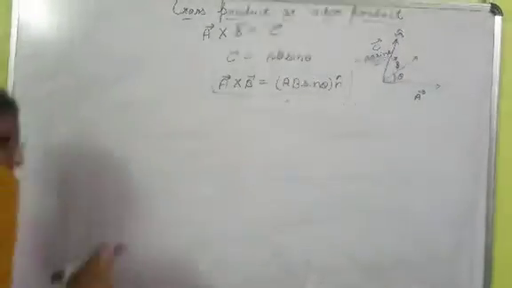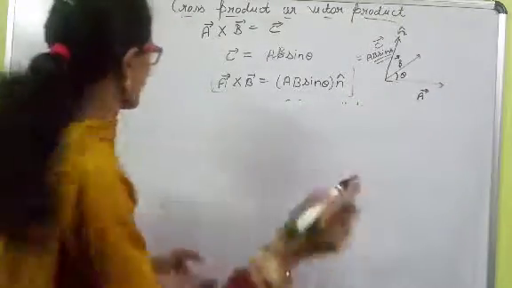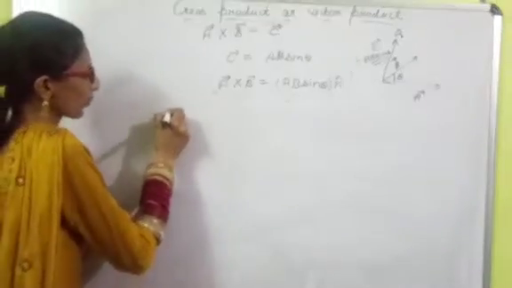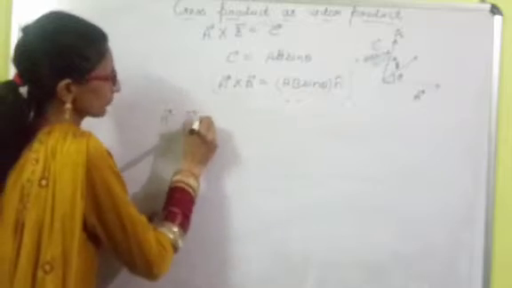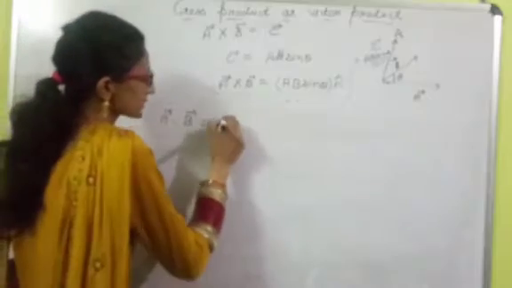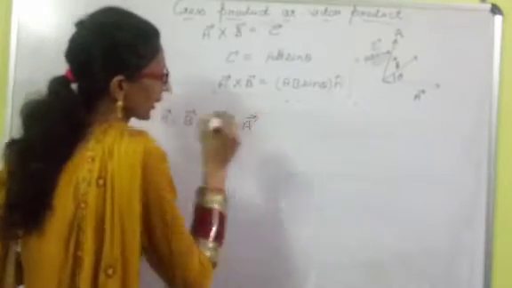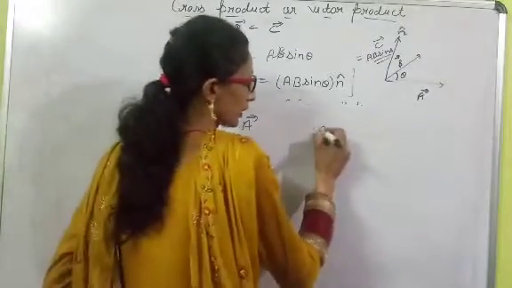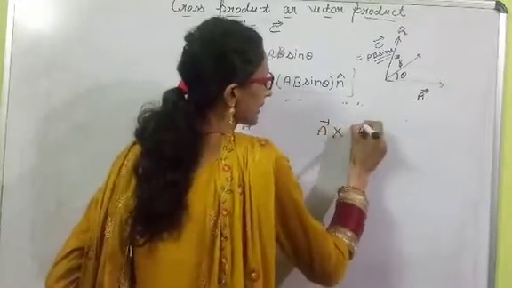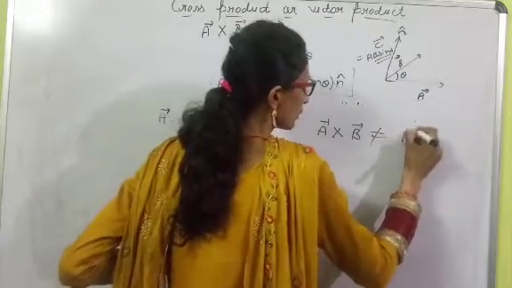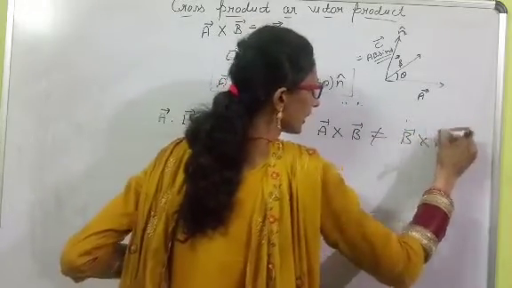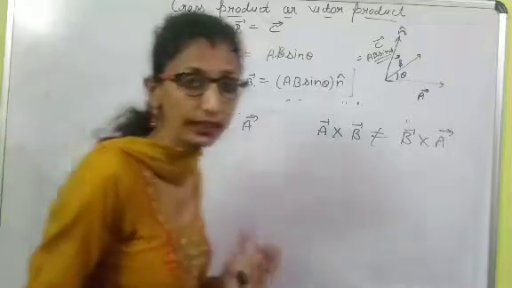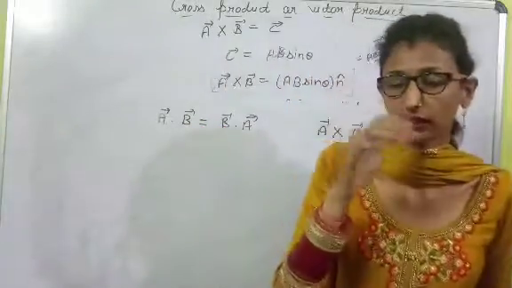Okay. We know that vectors hold the commutative property. We can write A dot B as B dot A. But in the case of the cross product, we cannot write A cross B is equal to B cross A. Clear? Why? Let us take the example of a screw.